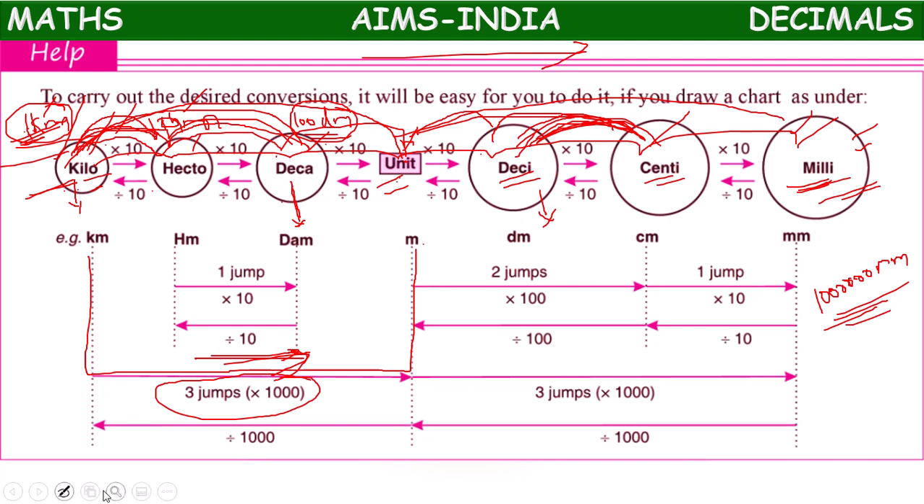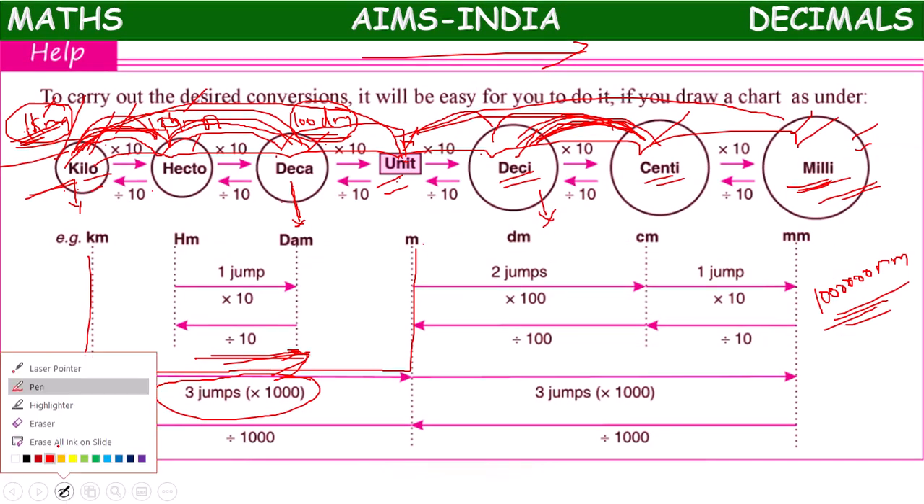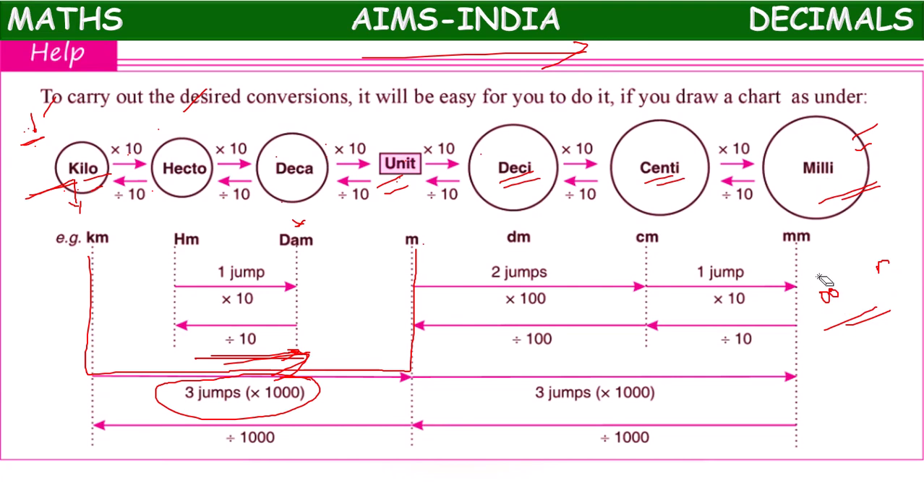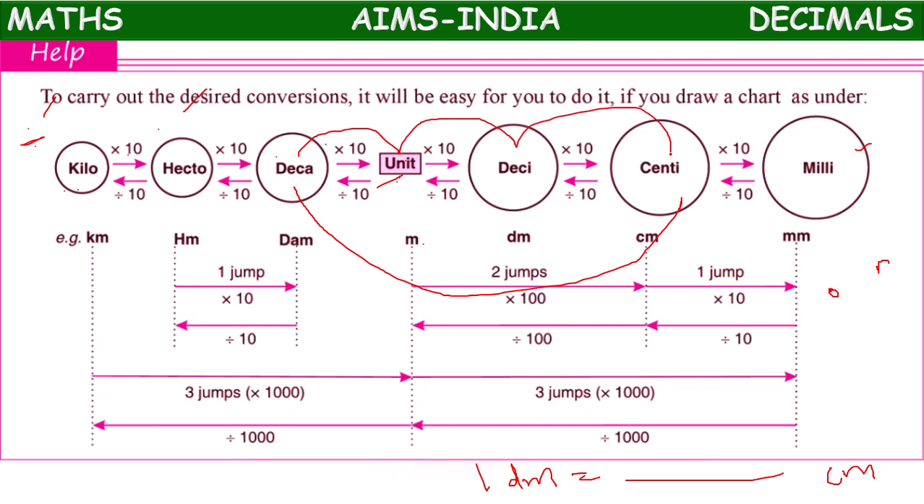Suppose they ask 1 decameter to centimeter: 1 decameter equals dash centimeter. How many places are you jumping? 1, 2, 3. Means 10 into 10 into 10. How much? 1000. 1000 centimeter. Like that, as you are moving like this.